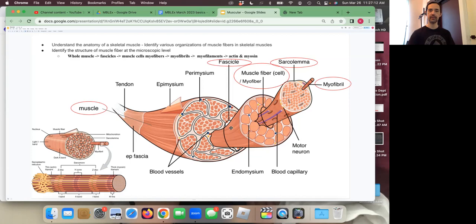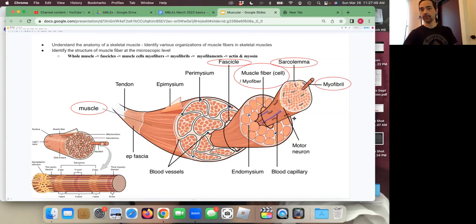Each fascicle is made up of many myofibers, muscle fibers. And every myofiber is covered with a sarcolemma. Myofibers, or muscle cells, are cells, so they contain nuclei. They contain mitochondria. You can see mitochondria in the drawing here, and nuclei over here. And then down here, you have blood capillaries. So there's a blood supply.